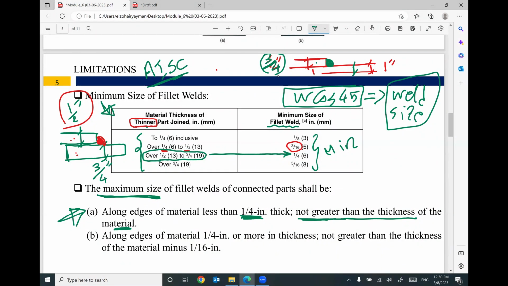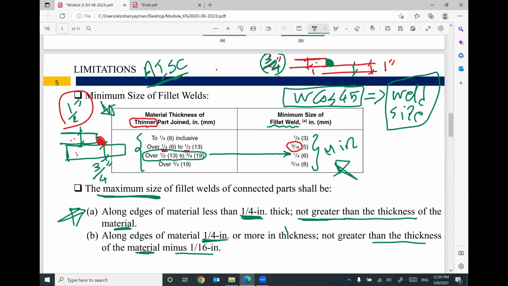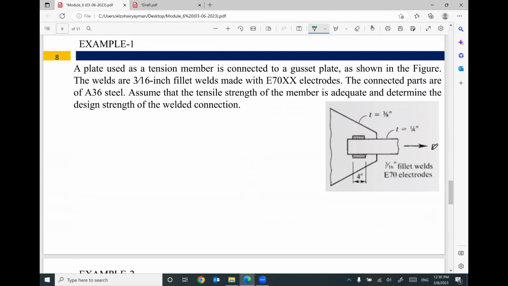If the thickness of the material is 1/4 inch or more, the weld size should be no greater than the thickness of the material minus 1/16 inch. My recommendation, I'm going to assume the minimum and start from this assumption. I will not go to assume something bigger to put myself in this situation. I highly recommend, excuse me, to start with the minimum assumption. Let me do some examples here. We have 2 examples. Let's start with the first one.